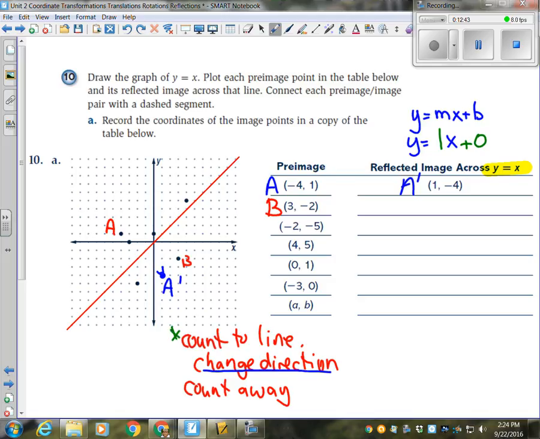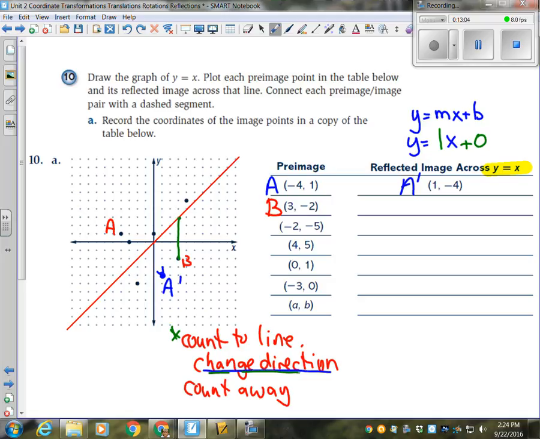Okay? Count to the line. It doesn't matter which way you count. You can count to the left first, or you can count up first. It does not matter which way you count first, but count to the line. All right. So I'm going to count up, because that's what I want to do. 1, 2, 3, 4, 5. And I touch the line.